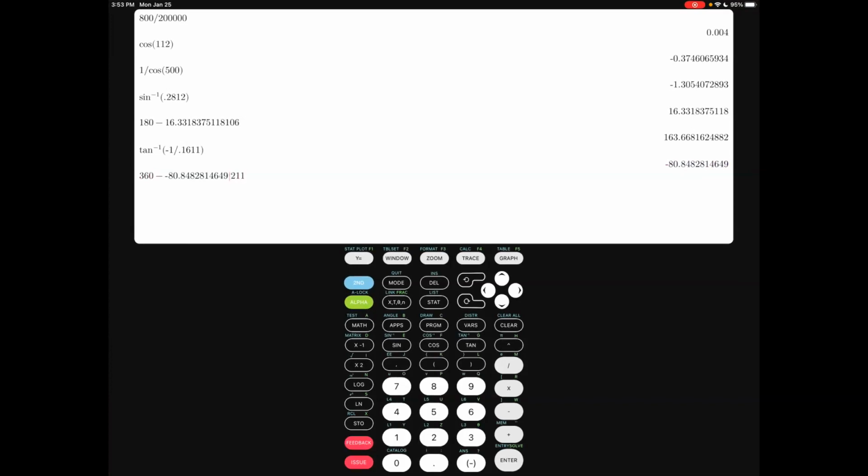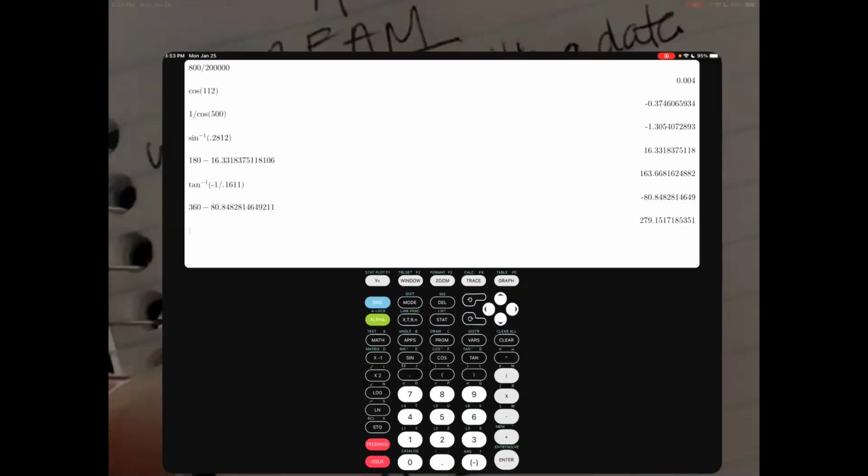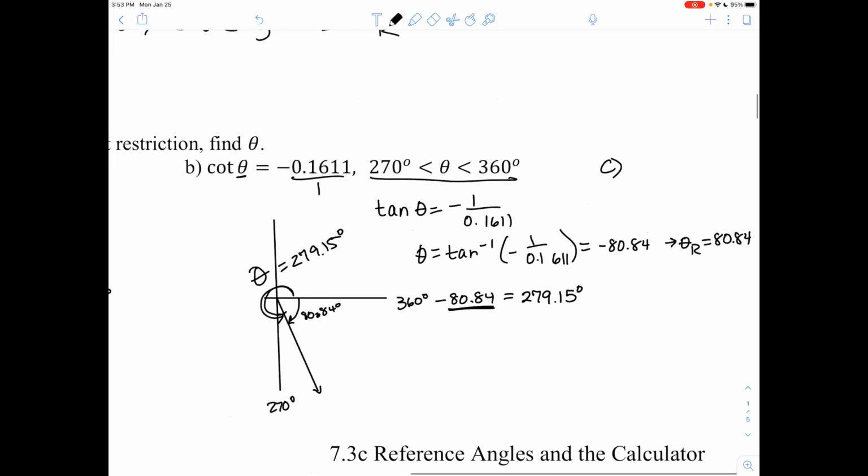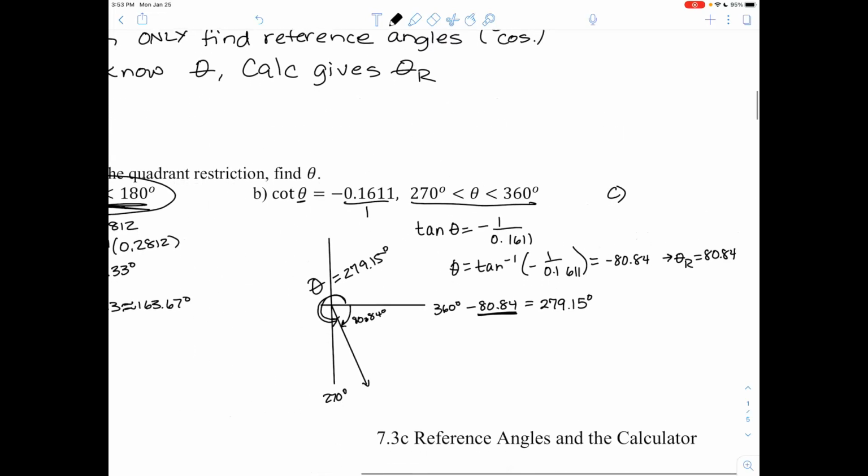You know what, I should probably just put not a negative on that, so let me get that negative off of there. There we go. And that gives us 279.15 degrees. So angle theta is that measure. Let me put a degree mark on it so that we make sure it's a degree and not a radian. All right, and so that's how you would do that one.